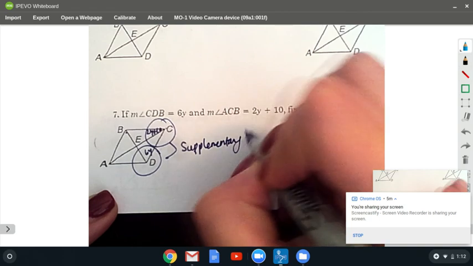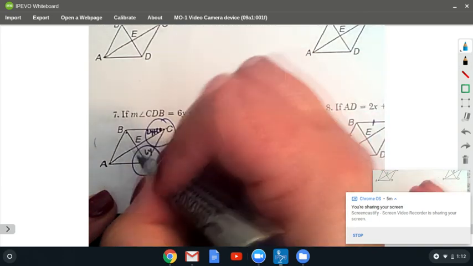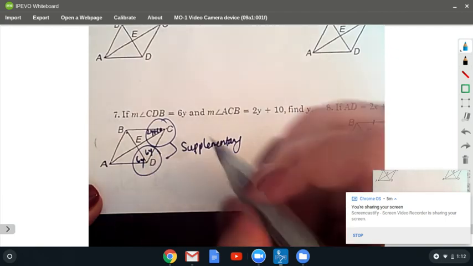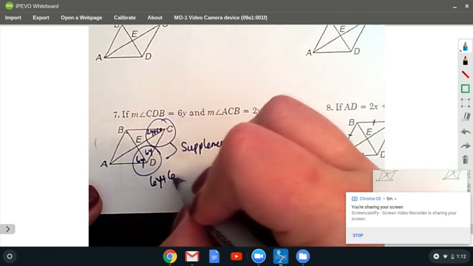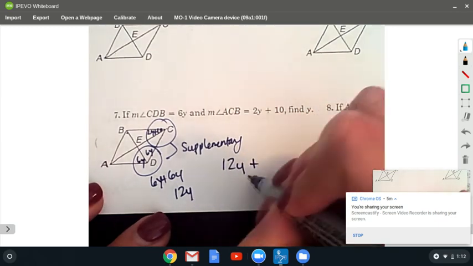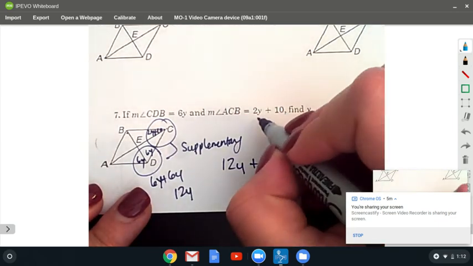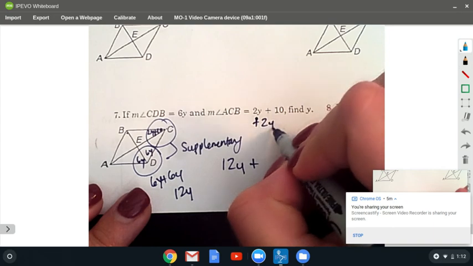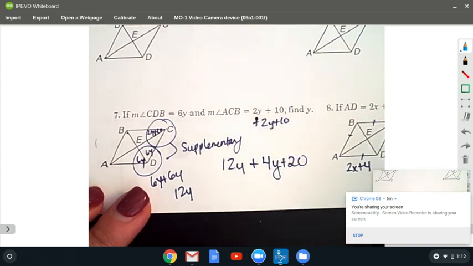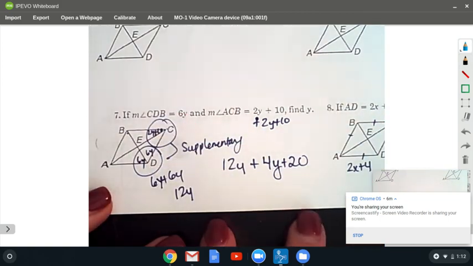I also know that they gave me the halves of those, so I know that this is 6y. So this total angle would be 6y plus 6y, which is 12y. Okay, so I have 12y plus, they had 2y plus 10, so I'm going to add another 2y plus 10. That gives me 4y plus 20. So those combined is this.